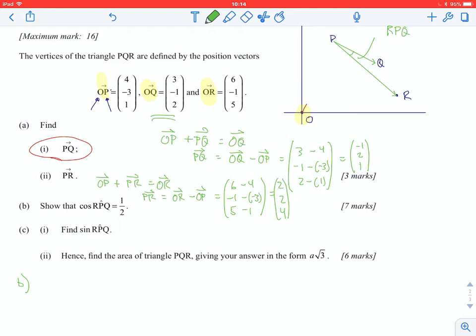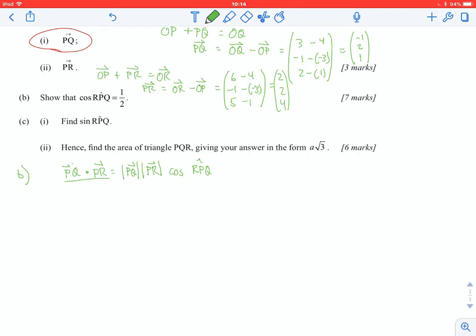You might remember that with the dot product, if we have PQ dot PR, what that means is that we take the magnitude of PQ, multiply by the magnitude of PR, and then multiply by the cosine of the angle between them. Let's label that as cosine of angle RPQ. We can find PQ and PR because we just found PQ and PR. So let's start by finding what PQ dot PR is equal to.